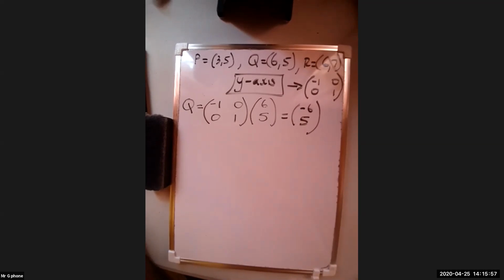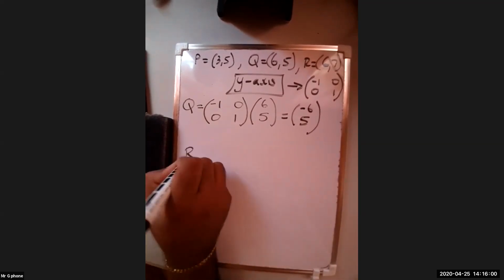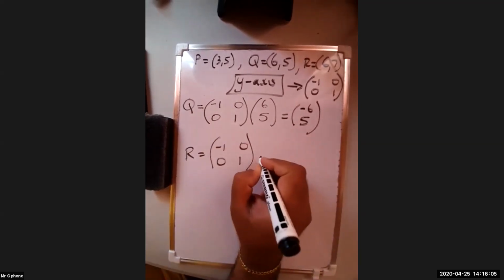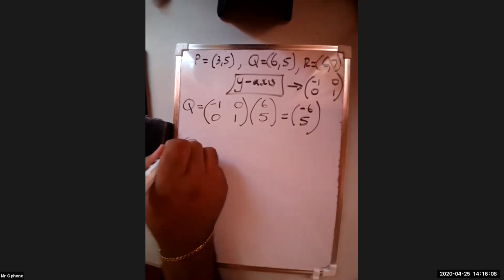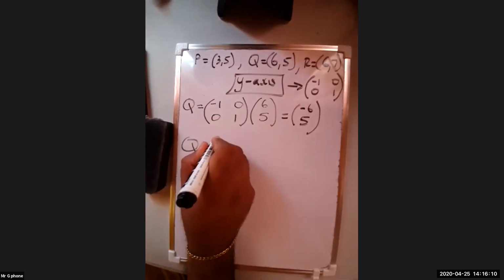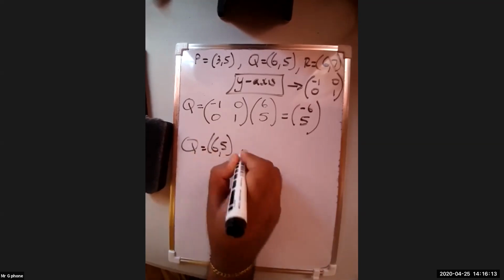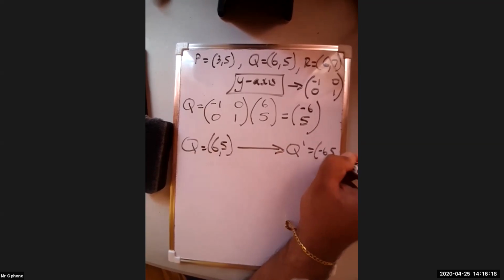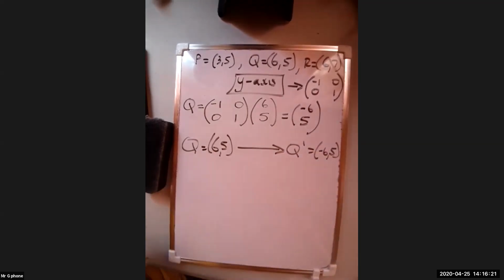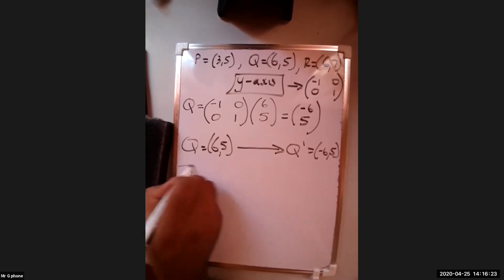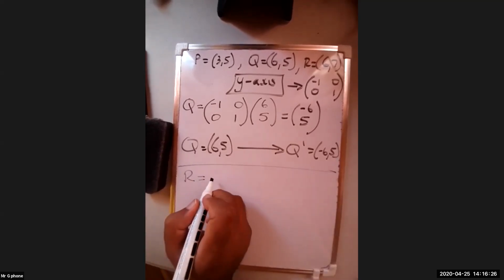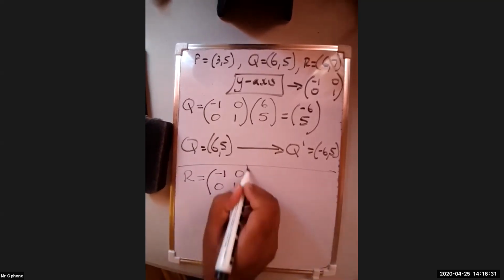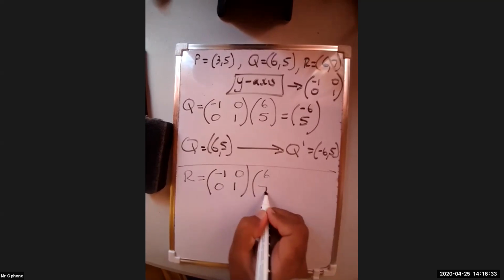So I showed you the long way, and there's the short way, right? So let's quickly find R. It's negative 1, 0, 0, 1. Oh, wait, let me just show you all this. Q, which was 6, 5, underwent transformation, and it became Q1, which is negative 6 and 5. Okay, so you can write it like this if you had to do a written exam. So to find R, it's negative 1, 0, 0, 1, multiplied by 6, 7.